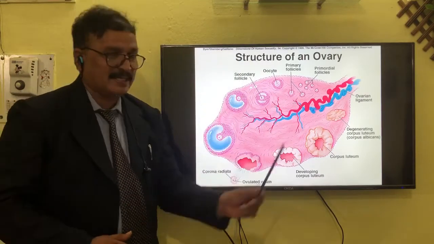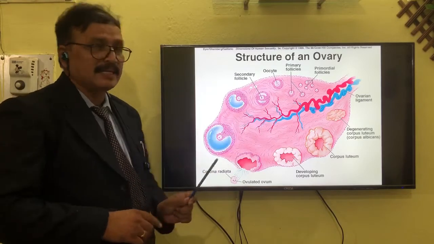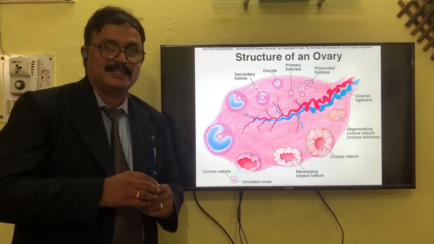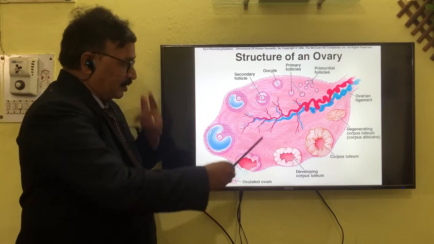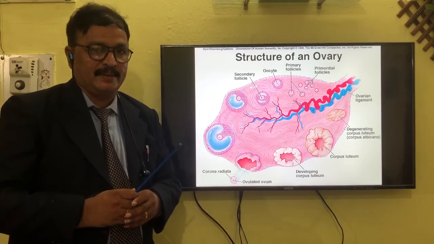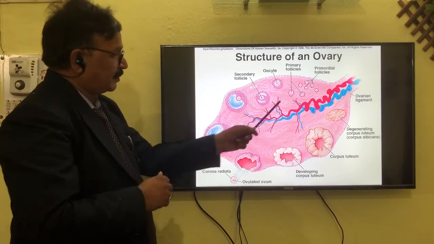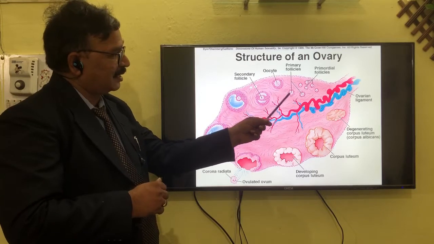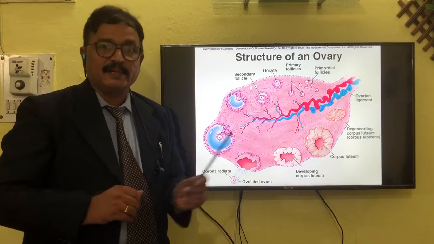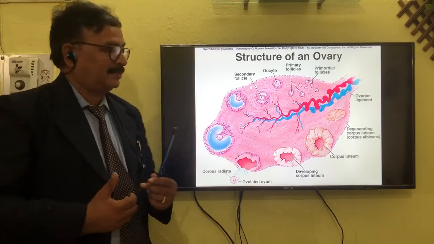When you go for a section, the ovary shows a number of structures, and these are all called follicles. What is a follicle? The structure which encloses the female gamete. Now you see, these are different types of follicles at different stages of development. When the female baby is in the mother's womb, all these follicles up to this stage are developed. No need of any special dose of hormones.